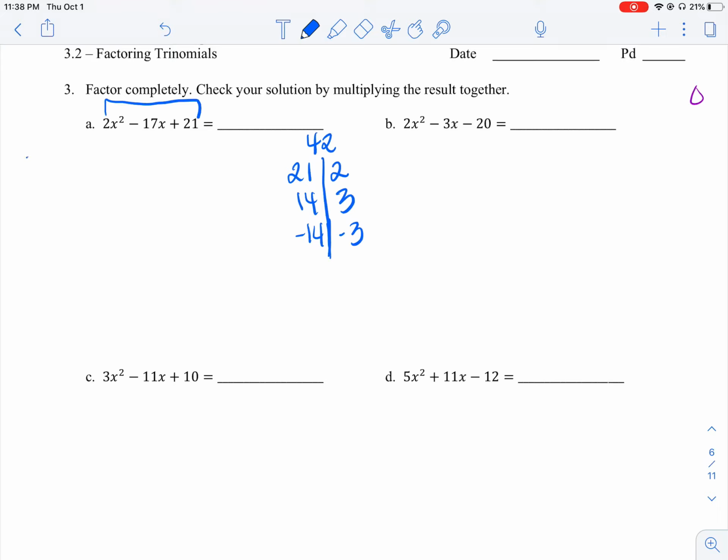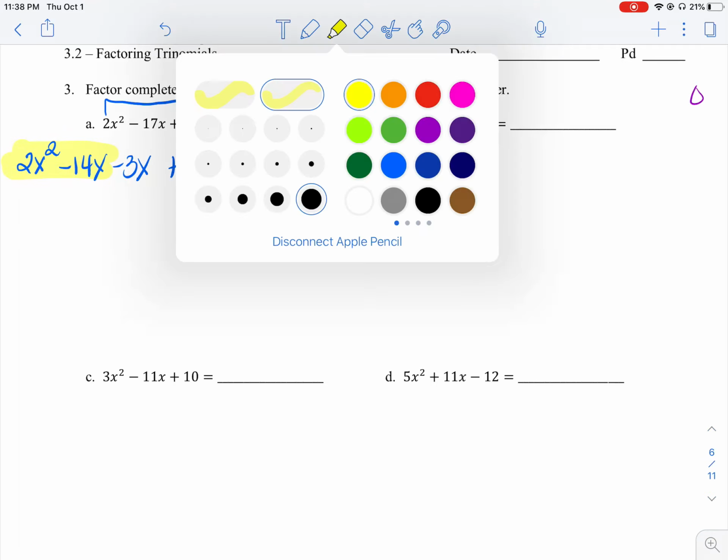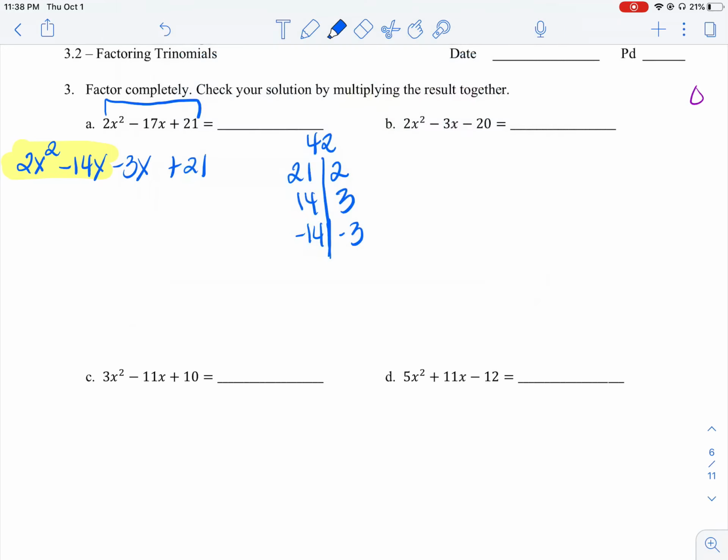Okay, so let's see. You have 2x squared. I just copy the problem. And remember, we're splitting the negative 17. So you have minus 14x minus 3x plus 21. This negative 17x is split into two parts. Now, we are going to group them. So I'm going to group this part, and I'm going to group this part here.